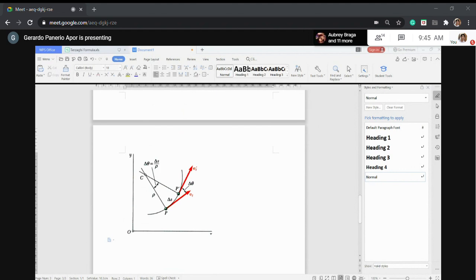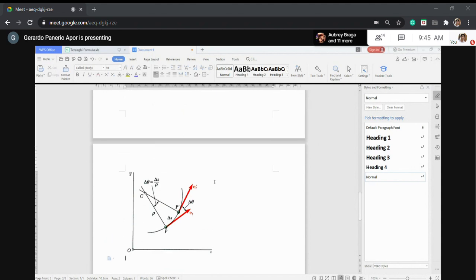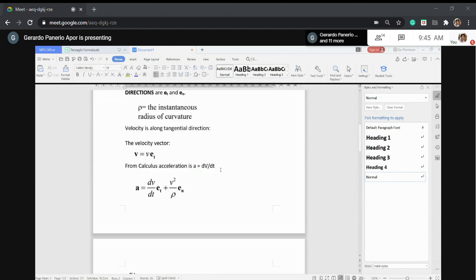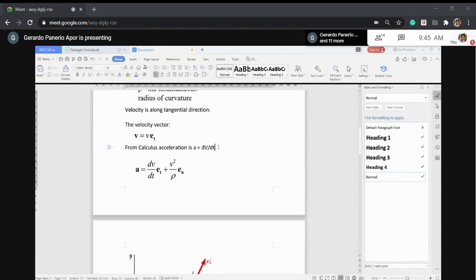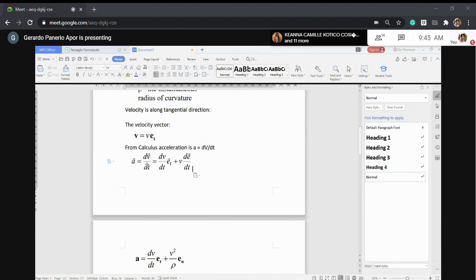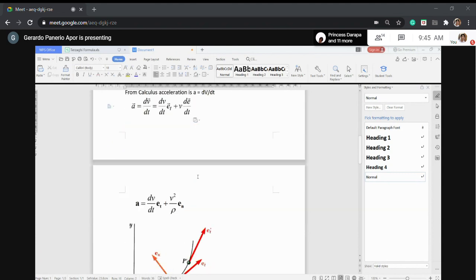Actually, if we go back from this equation, supposedly it's like this. If we derive that, it's just dv dt, but since this is a product, you have et times dv dt plus v times det times dt. So it's like that.